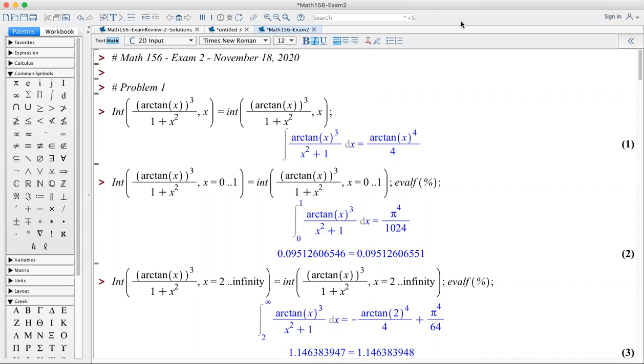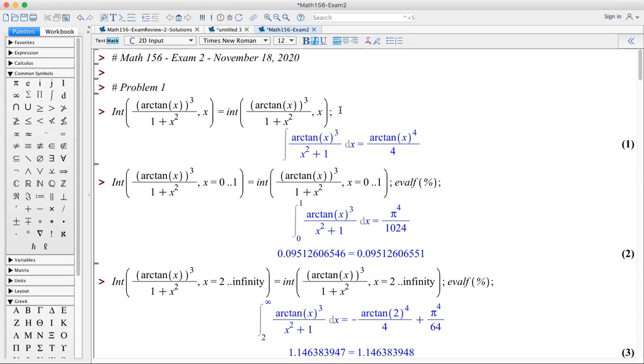This is Math 156, calculus using Maple. And what I'm going to do is go over the second exam that was given on Wednesday, November 18th. You'll see the Maple worksheet here, and I'll just say a few words about each problem, and then I will save the worksheet and post it to the Blackboard website.